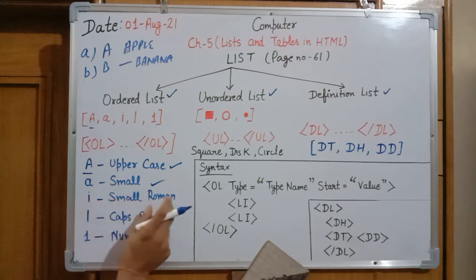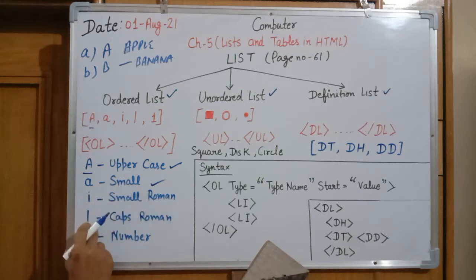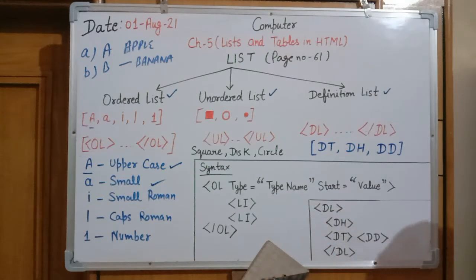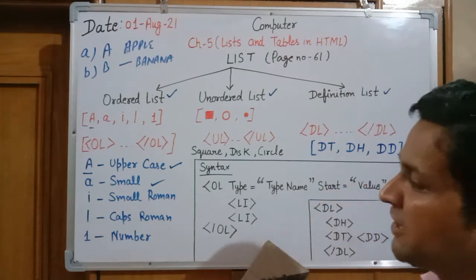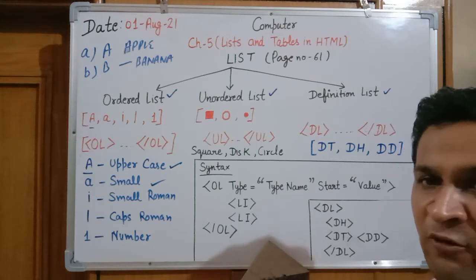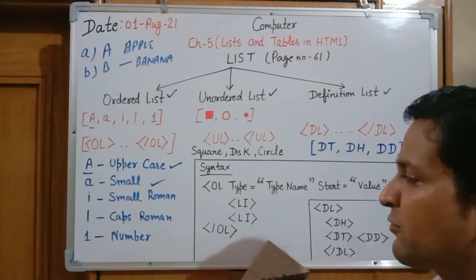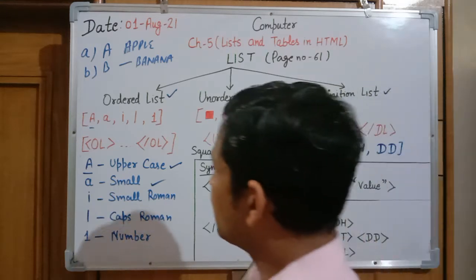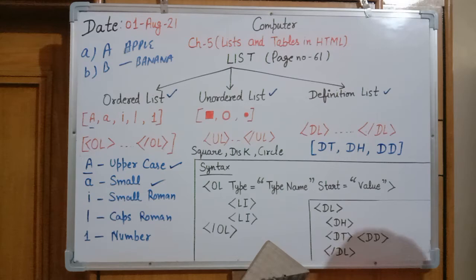Third, we can write in Roman form, small Roman or capital Roman. And the fifth type supported in ordered list is number. So 5 types of list can be created in ordered list. One is uppercase, second is lowercase, third is small Roman form, fourth is capital Roman form, and fifth is your number form.